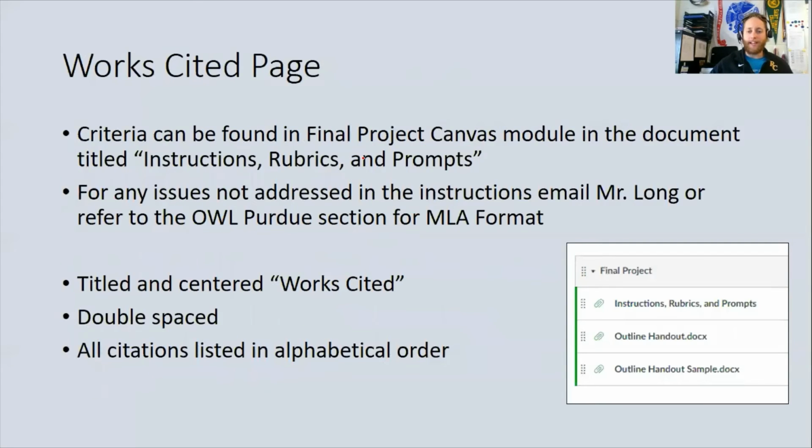So the works cited page, the criteria for this is set up in the instructions, rubrics, and prompts document on Canvas, so you can go there for more information. If you run into any issues with your works cited, we're basing this off of the MLA format, which can be found on the Online Writing Laboratory for Purdue University. So that's the OWL, Online Writing Laboratory. And if you get stuck, you can just email me and I'll point you in the right direction, or come find me, and I'd always rather show you in person anyway if that's possible.